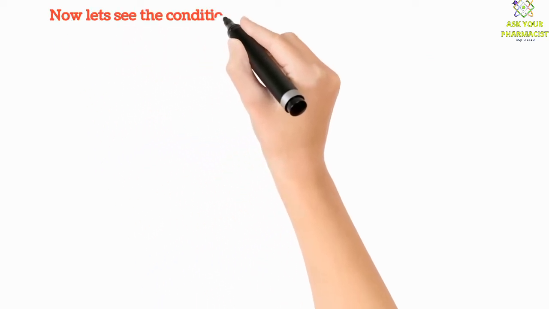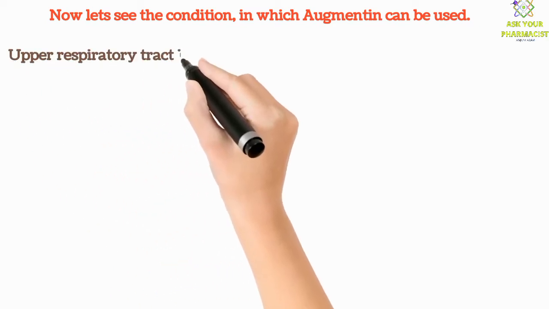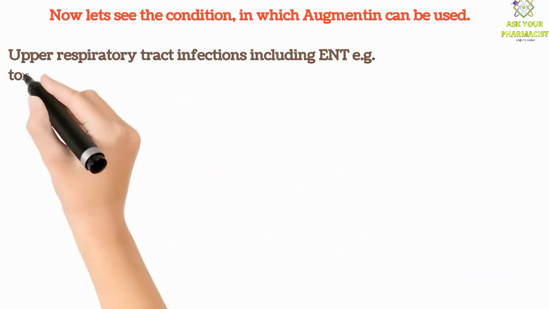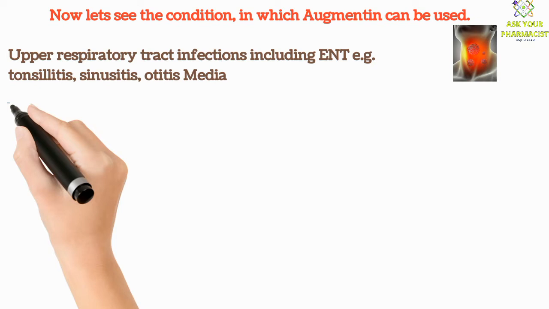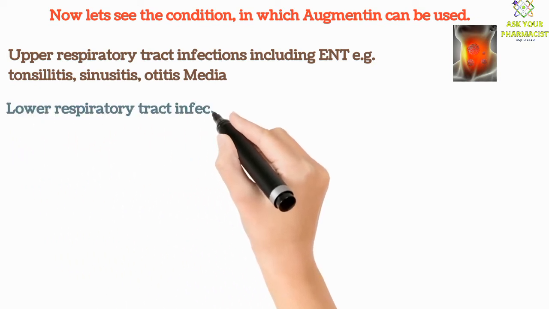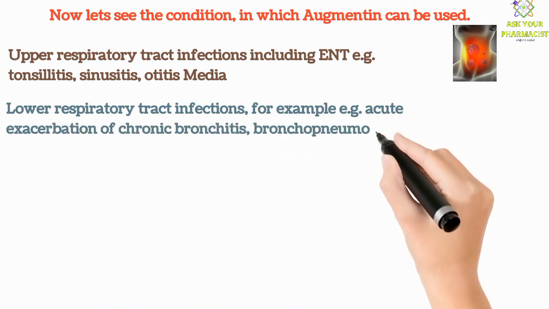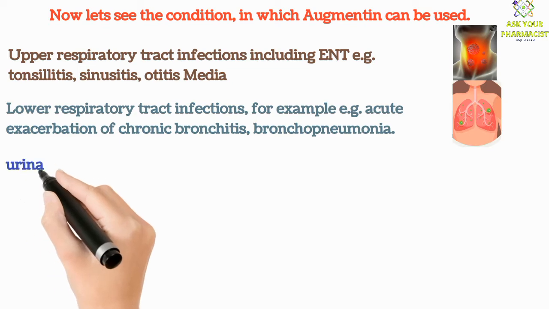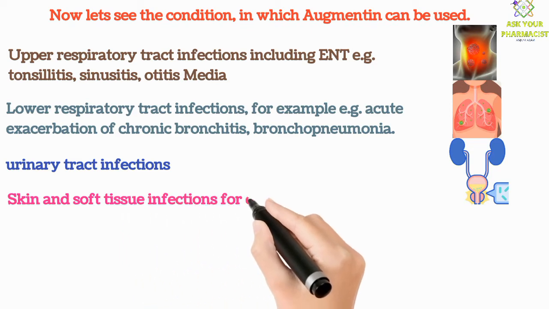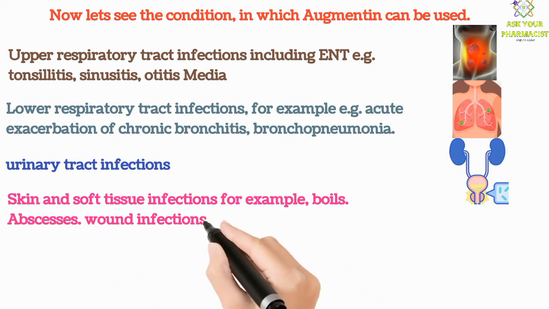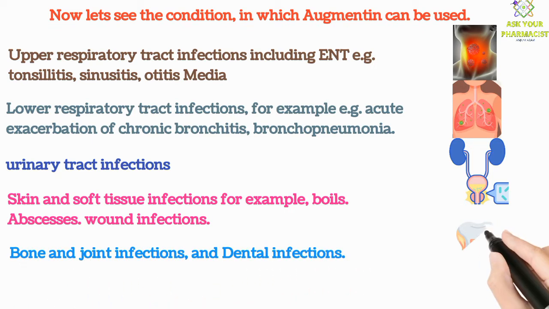Now, let's see the conditions in which Augmentin can be used. Upper respiratory tract infections, including ENT, for example, tonsillitis, sinusitis, otitis media. Lower respiratory tract infections, for example, acute exacerbation of chronic bronchitis, bronchopneumonia. Urinary tract infections. Skin and soft tissue infections, for example, boils, abscesses, wound infections. Bone and joint infections, and dental infections.